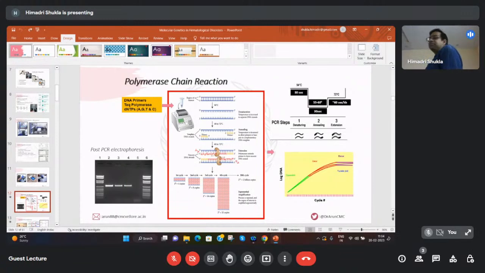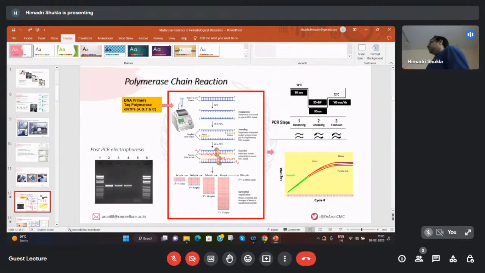In a nutshell, in your PCR, you have your starting material, the DNA that you have extracted. What you do is you add whatever reagents are required for the PCR to happen. So what do you need? You need all the nucleotide bases, and we call them dNTPs, nothing but the adenine, guanine, thymine, and cytosine.